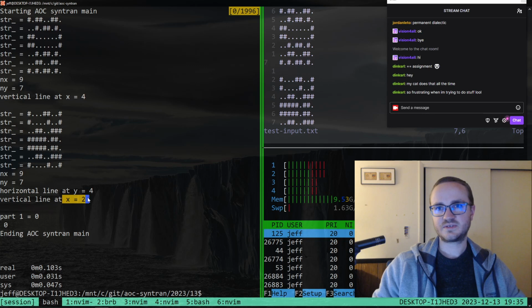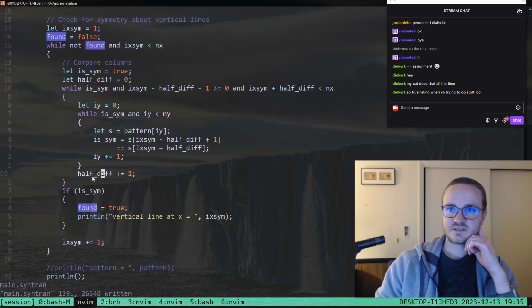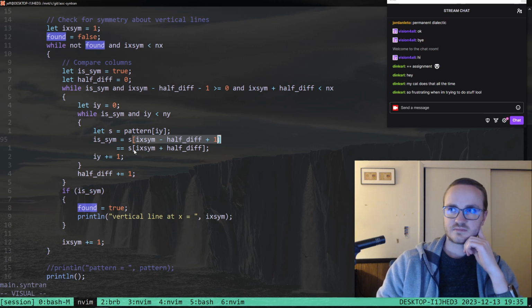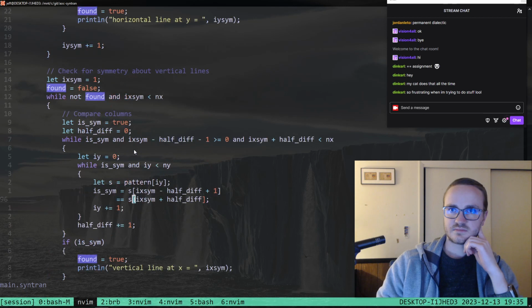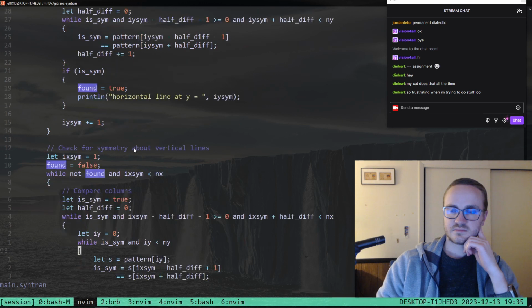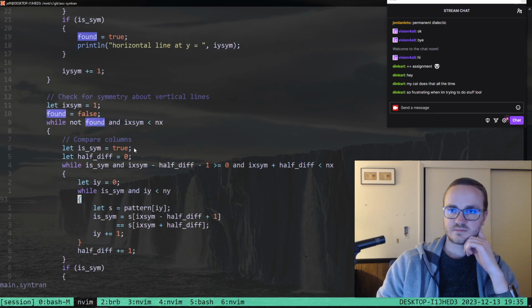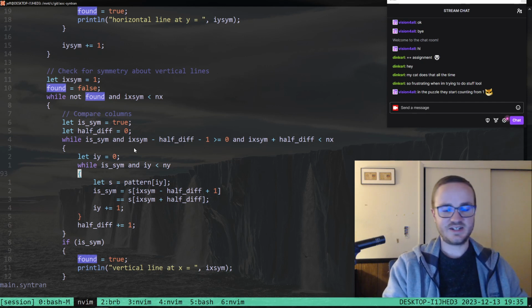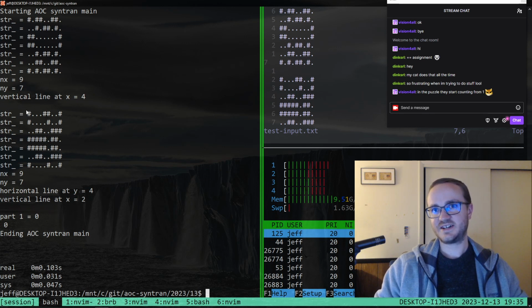Vertical line at 2. That can't be right. In the puzzle, yeah, they start counting from 1. Well, it's a fence post error, because think about it: the symmetry line is in between the lines of text. So there's a plane above the first line, or above line 0. And then the first line that you have to check is between line of text 0 and line of text 1. And yeah, they basically refer to this as 1, not 0.